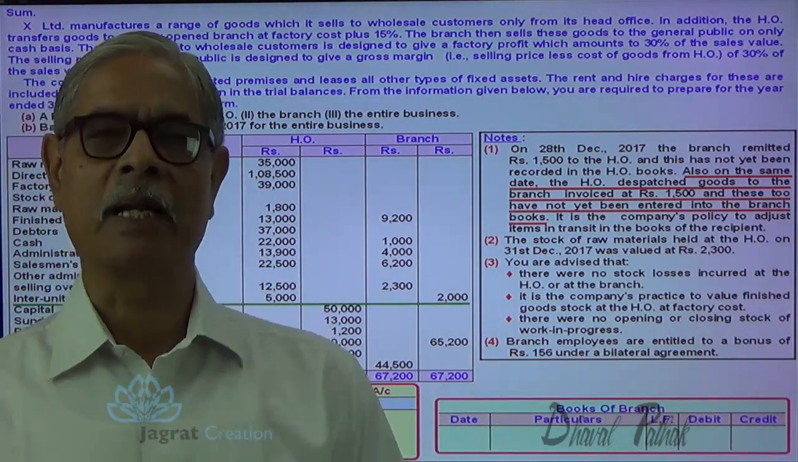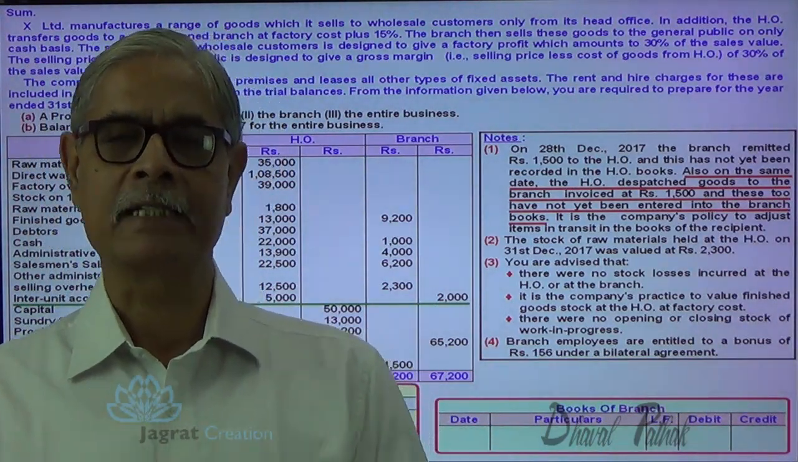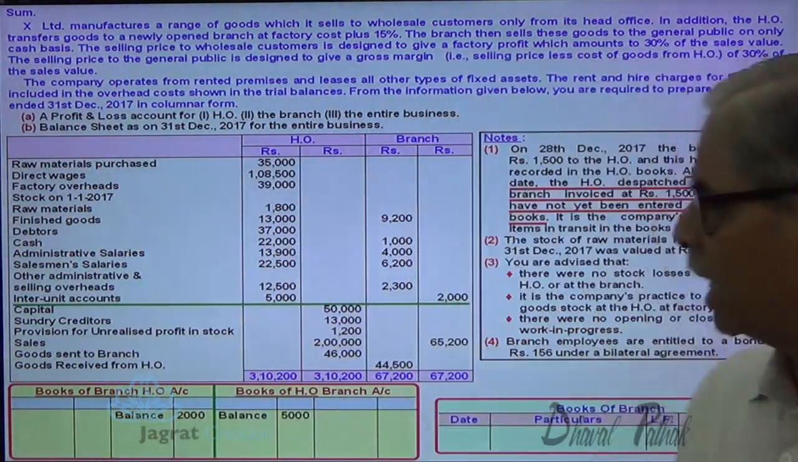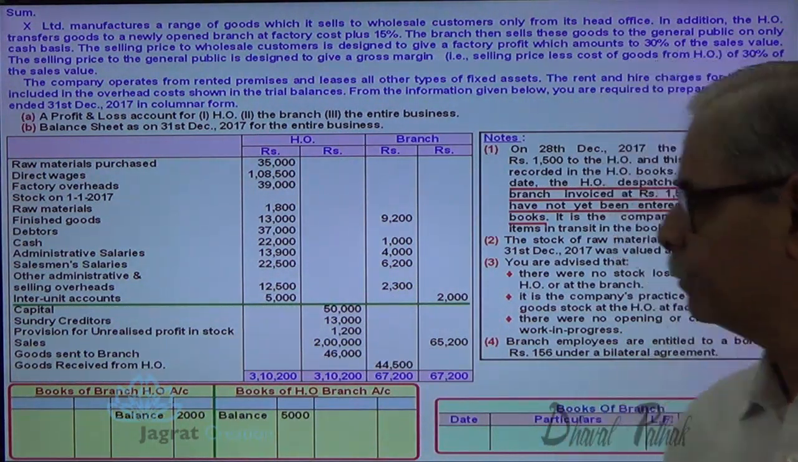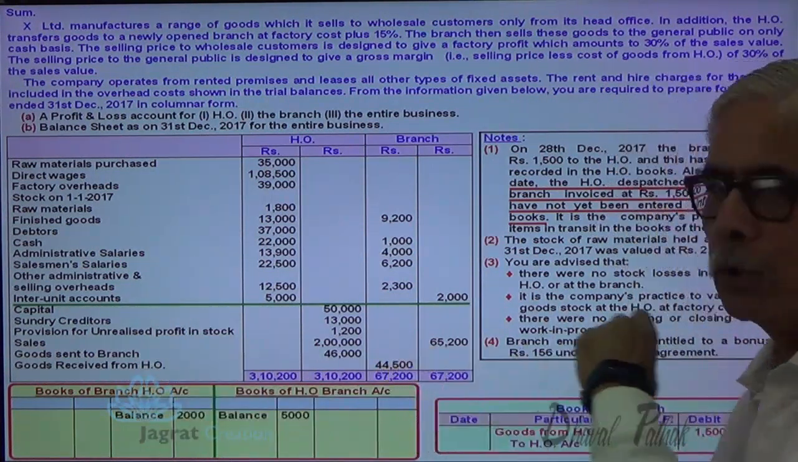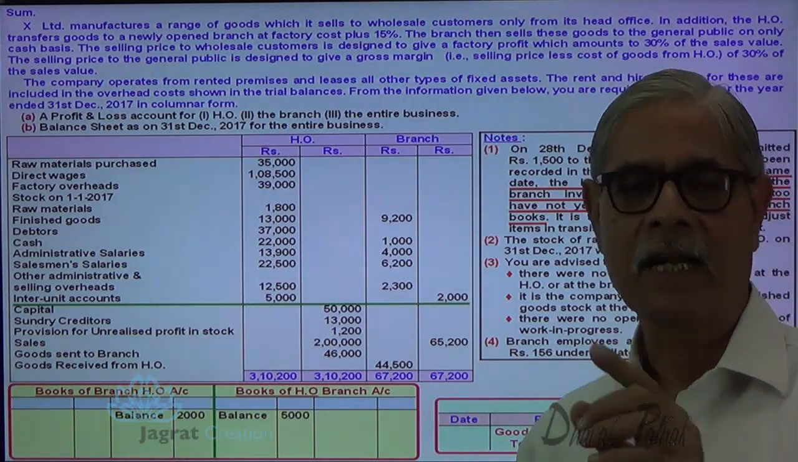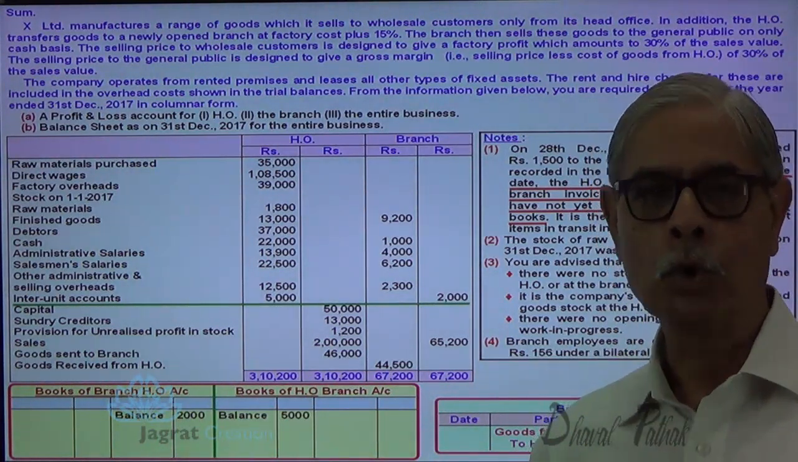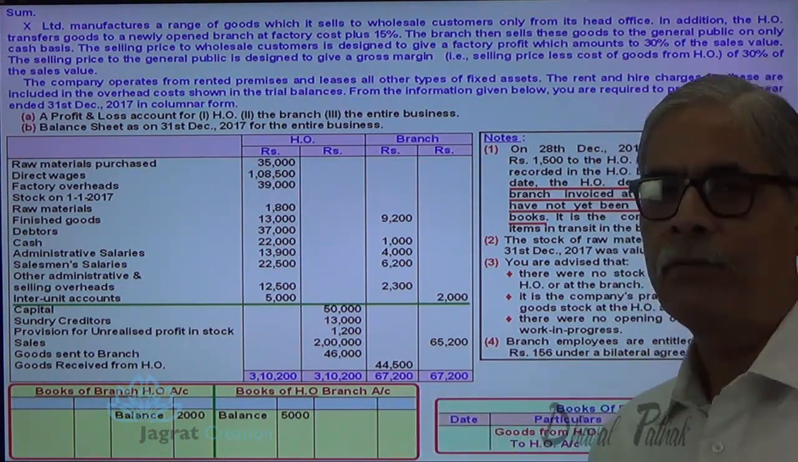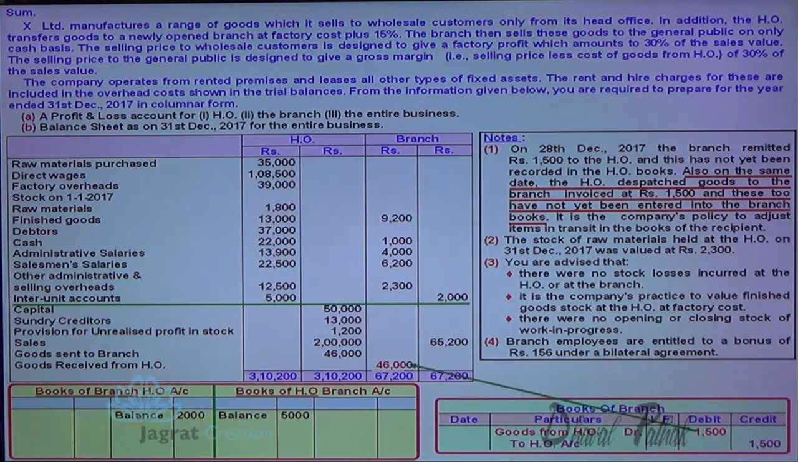Now what is the normal entry that we record for goods in transit? Goods in transit account debit to HO account credit. But in this sum, I want to reconcile this goods sent and goods received. So I would like to write down the entry: goods received from HO account debit to HO account credit. So notice, goods received from HO 44,500. Goods in transit is recorded as received goods. That is, at the recipient end the entry is to be recorded.